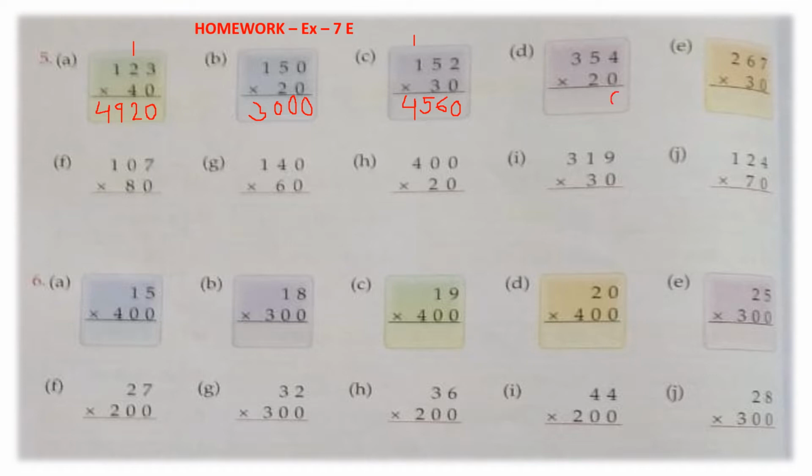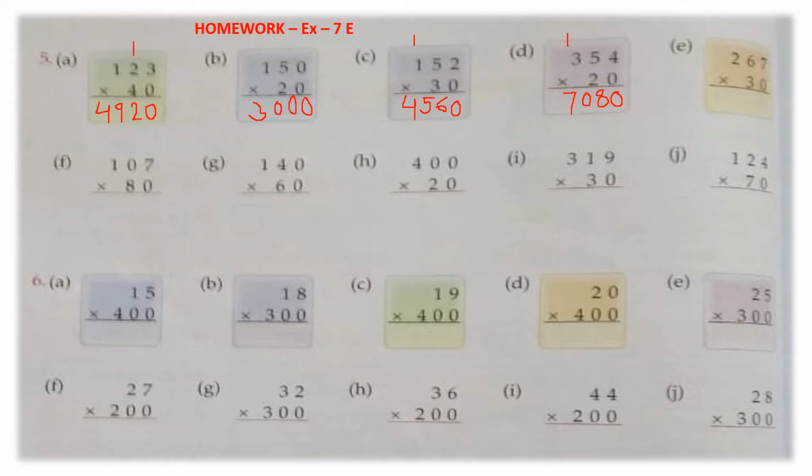1 0 is there at the end. So put 1 0 here. Then multiply 354 with 2. Now 2 fours are 8. Then 2 fives are 10. 0 you will write down and 1 as carry on hundreds part. Then multiply 2 threes are 6. Then add 1 carry 7. So your answer is 7080.